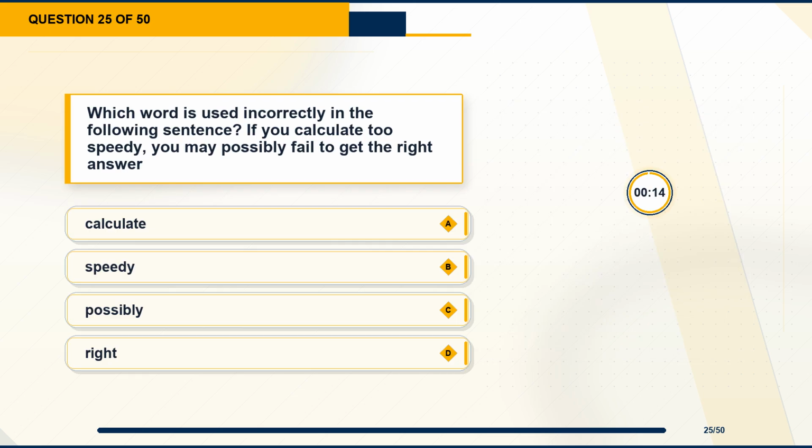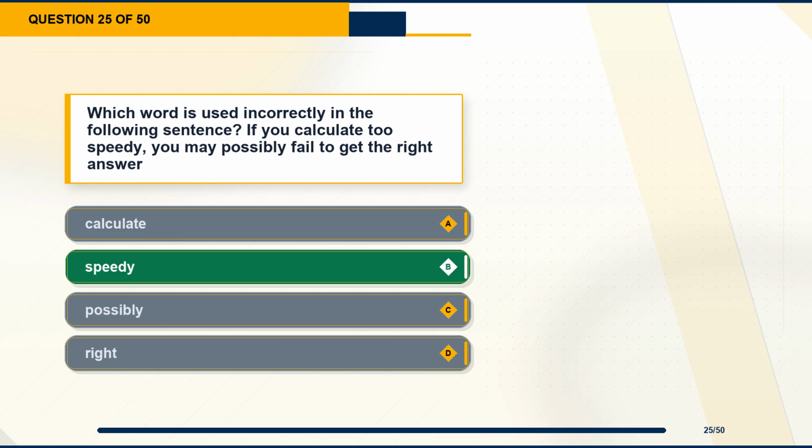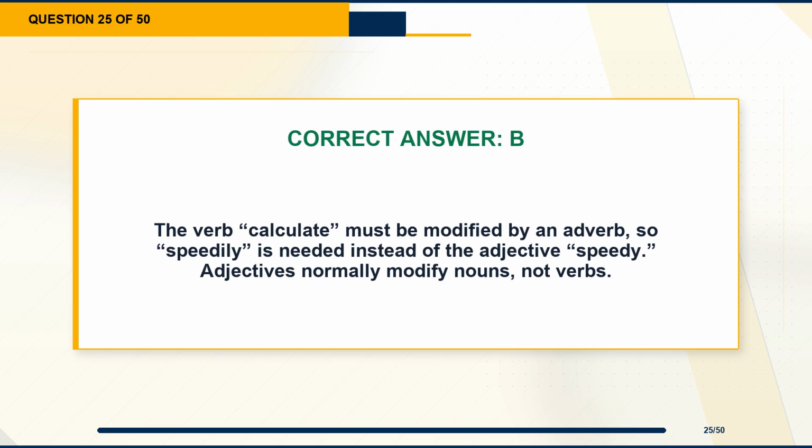Question 25. Which word is used incorrectly in the following sentence? If you calculate too speedy, you may possibly fail to get the right answer. Option A, calculate. Option B, speedy. Option C, possibly. Option D, right. The correct answer is option B, speedy. Explanation. The verb calculate must be modified by an adverb, so speedily is needed instead of the adjective speedy. Adjectives normally modify nouns, not verbs.